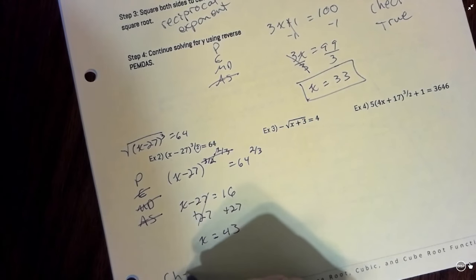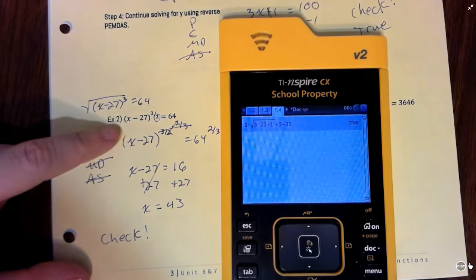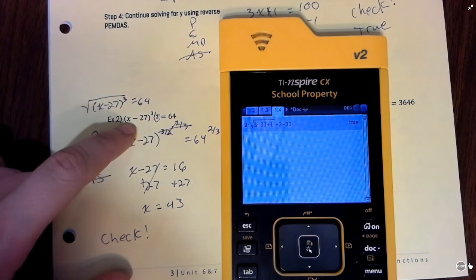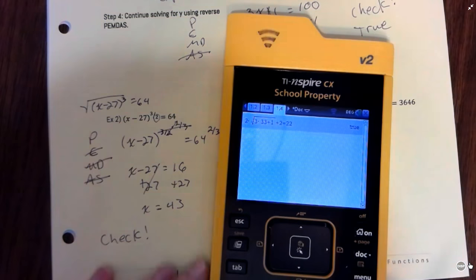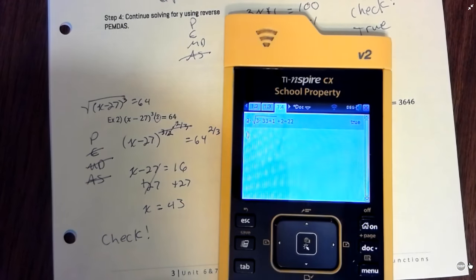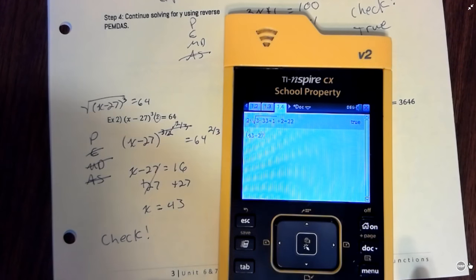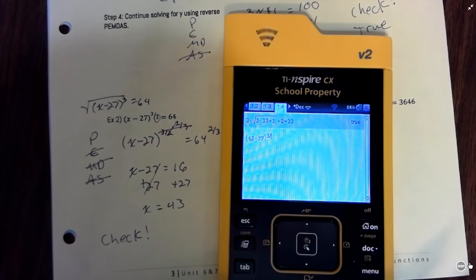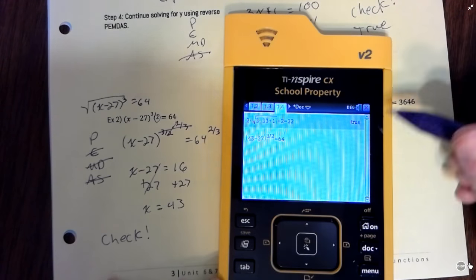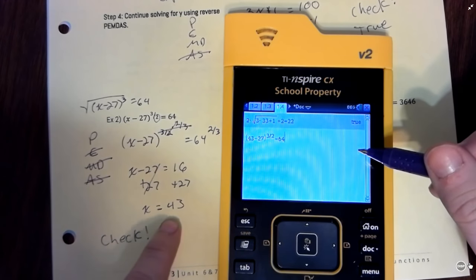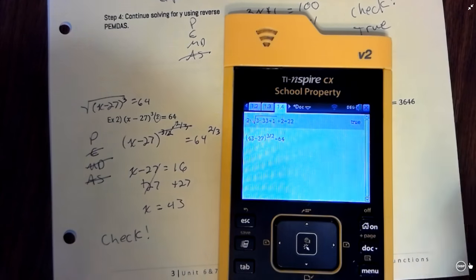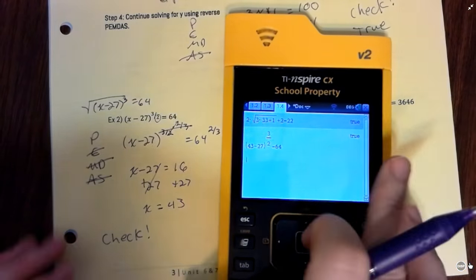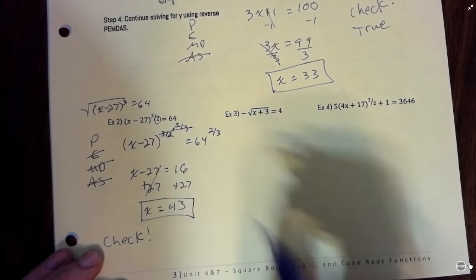And then remember, check it before you decide that that's true or not. So let's check it in the calculator. Type the problem, but replace x with the number you just got. So I have 43 minus 27 to the power of 3/2 equals 64. And remember, when I press enter, if it says true, that's the solution. If it says false, then that's not a solution. But I got true. So that means, yes, x equals 43 is the solution.